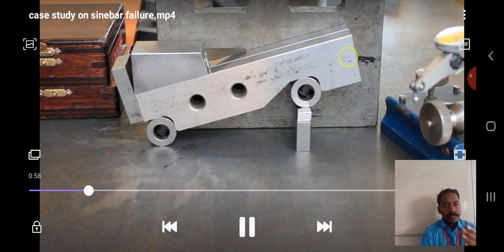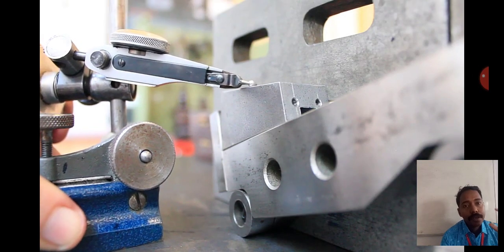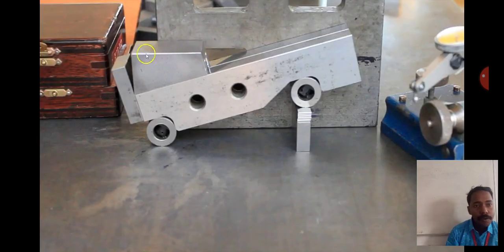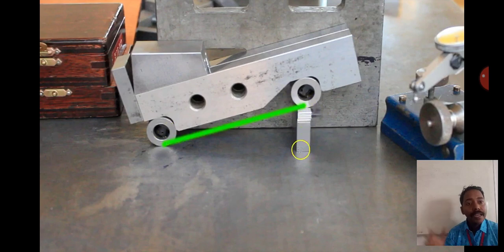Okay, so this is a sine bar. The sine bar is a measuring instrument which is mainly used to measure the angle of the workpiece.